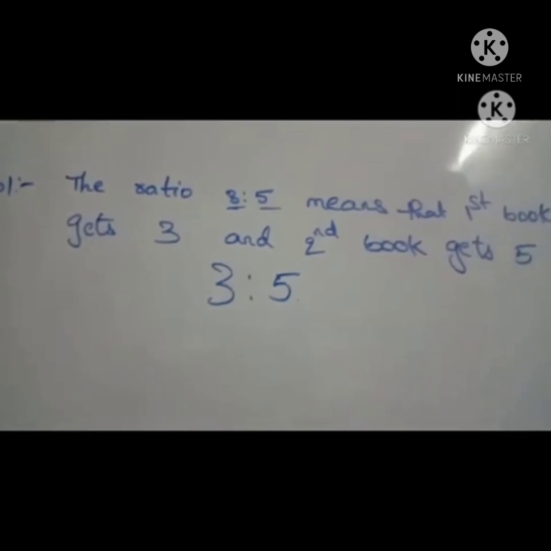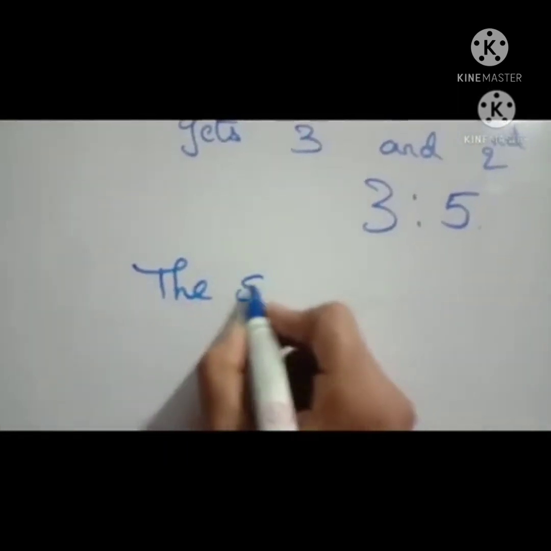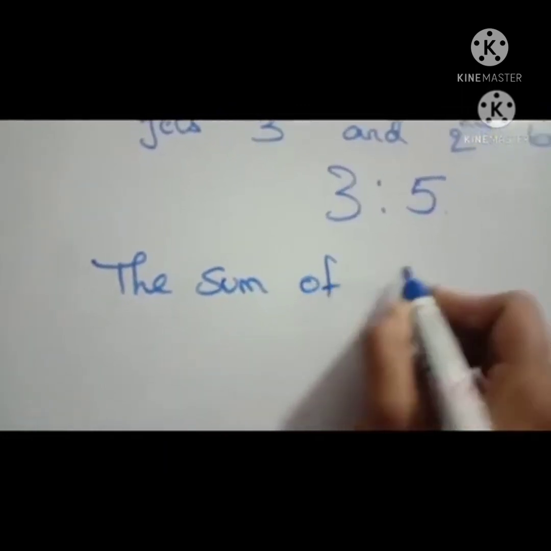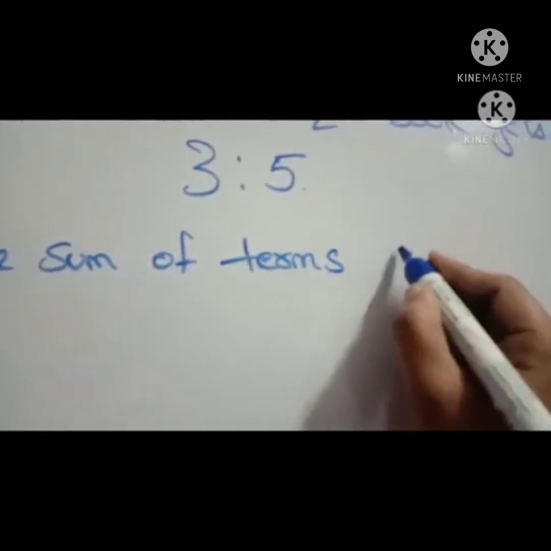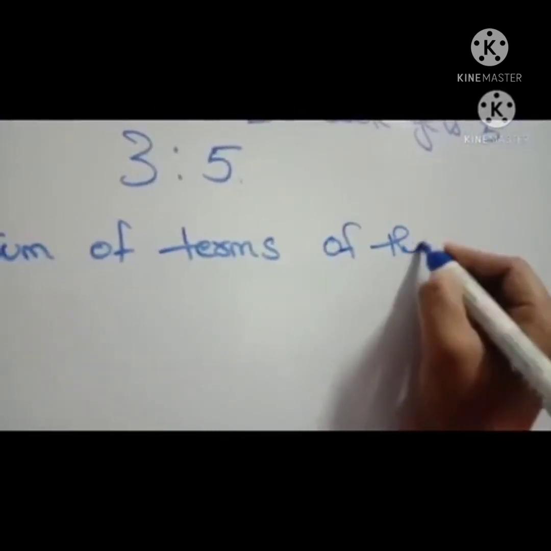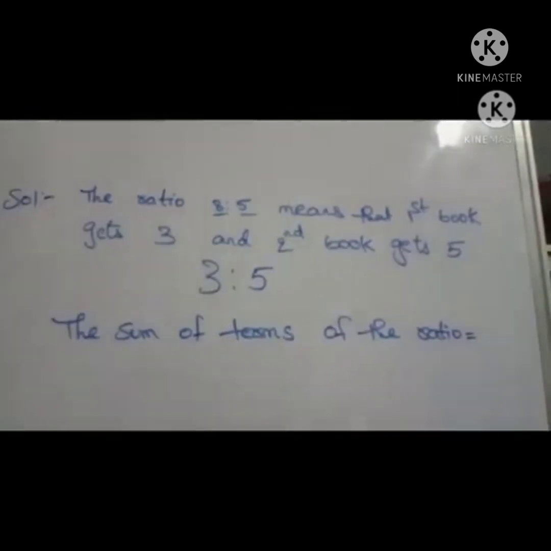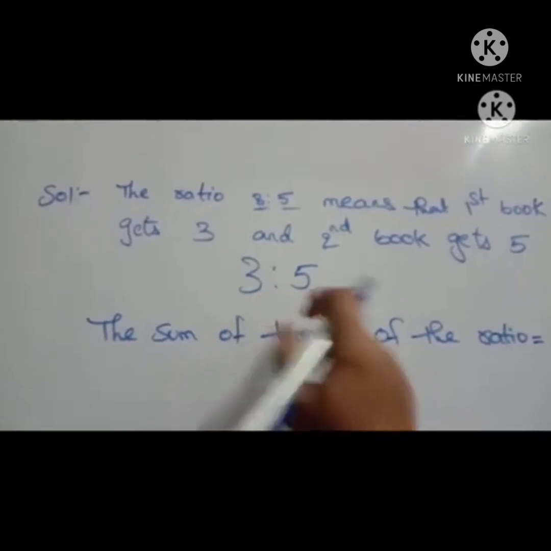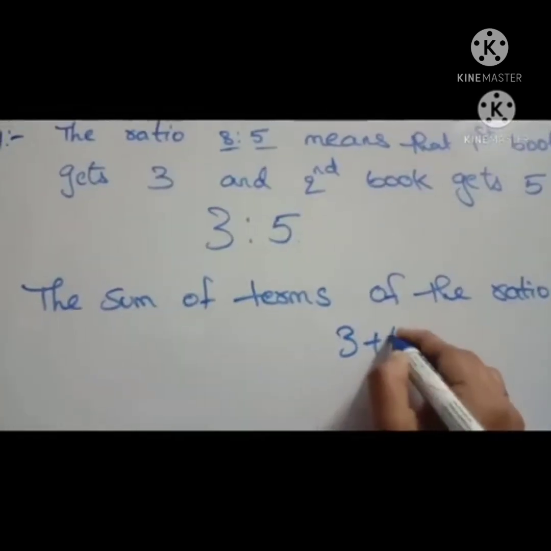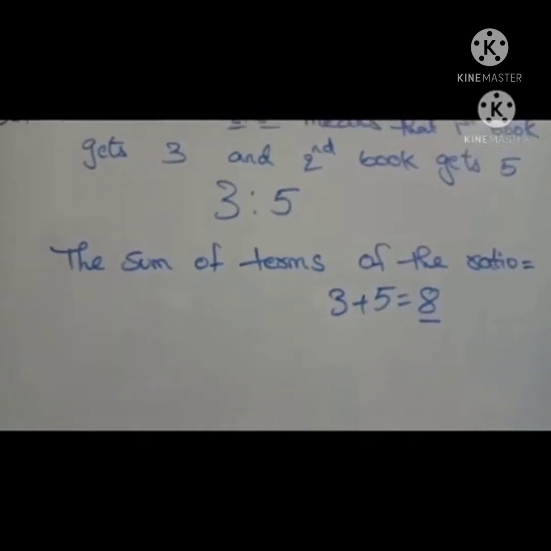So the sum of the terms of the ratio, right here, the sum of terms of the ratio is equal to how much? What I told, just we have to add the ratio. 3 plus 5. 3 plus 5 is equal to 8. 8 is the sum of the terms of the ratio.